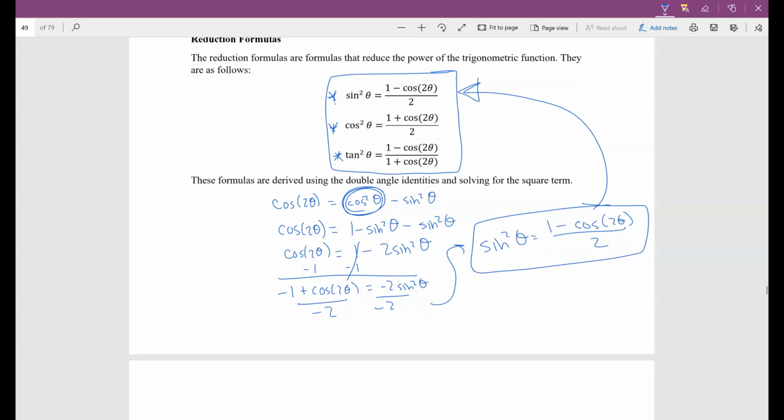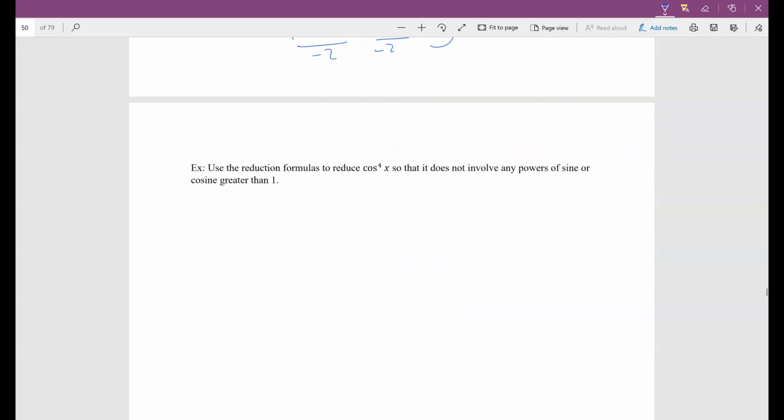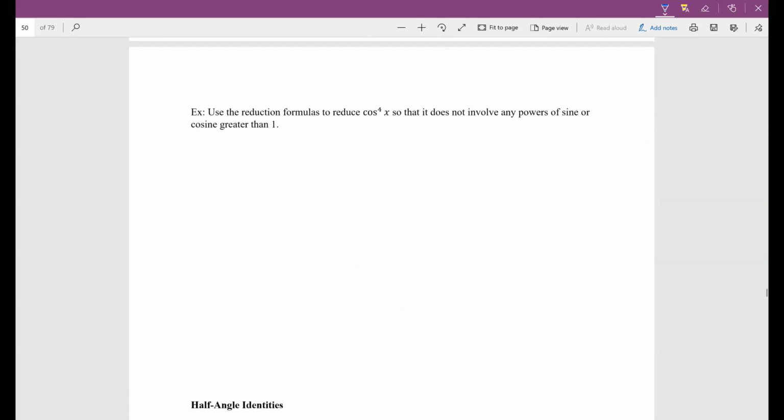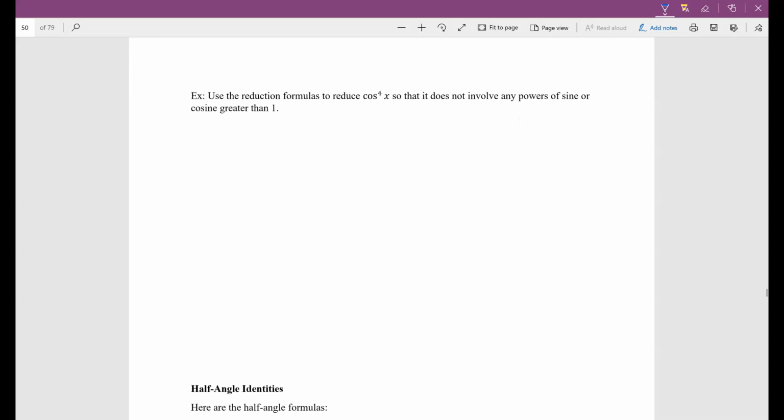Okay? So here we will only do one example. Right now, it probably will not make sense why we are doing this, but later on it will. So here you want to use the reduction formulas to reduce cosine to the fourth x so that it does not involve any powers of sine or cosine greater than 1. So basically what you want to do is take this cosine to the fourth x and reduce until you get something like cosine of x or sine of x with no powers.